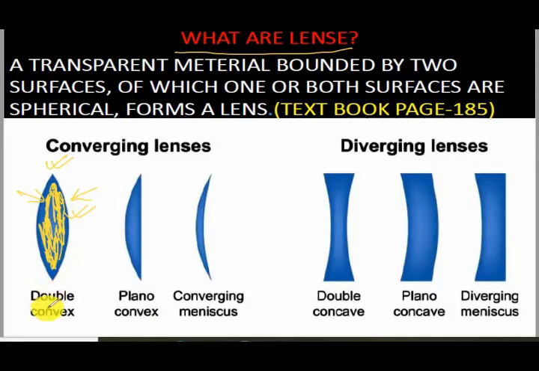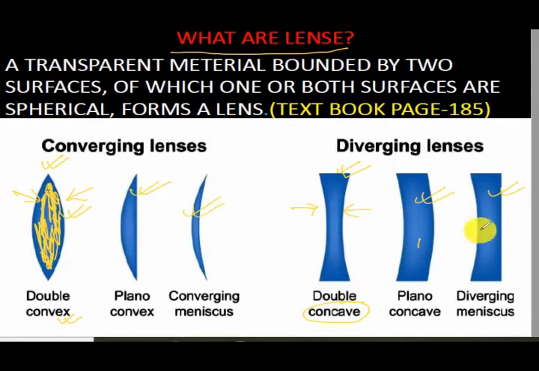This one, we call it convex lens. And see here, another type where one surface is here and one surface on this side. This type, we call it concave lens. So convex lens is also known as converging lens, and concave lens is also known as diverging lens. Please try to remember these two terms.